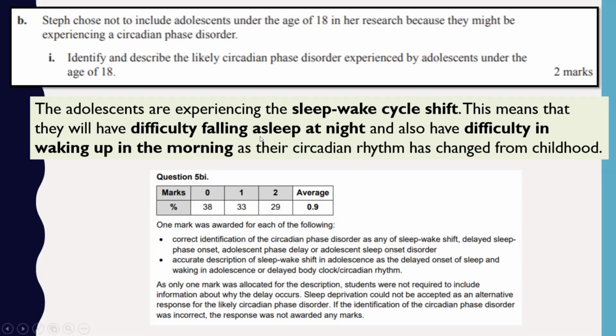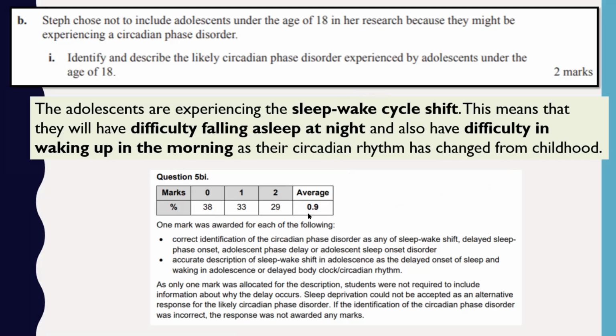It means that the adolescent is going to have difficulty falling asleep at night, and falling asleep at night is also known as a special word called sleep onset. So if you say difficulties with sleep onset, it's basically the same as saying difficulty in falling asleep. Sleep onset is the onset of sleep. It's basically referring to how easily or how difficult it is for you to fall asleep. And obviously it's not just the sleep cycle shift, it's the sleep-wake cycle shift, so you have to talk about the waking part as well. They're also going to have difficulty waking up in the morning, as their body clock or circadian rhythm has changed from childhood. That's all you really need to include, and that would be 2 marks there. So hopefully that makes sense.